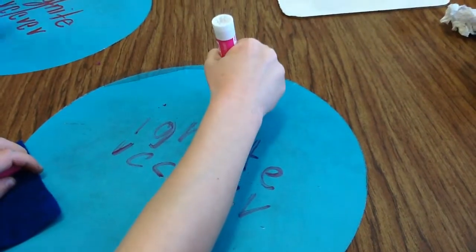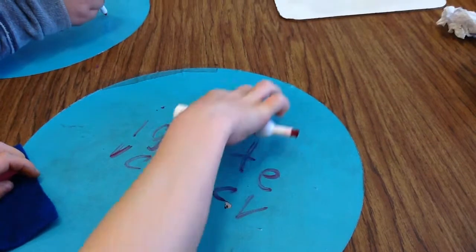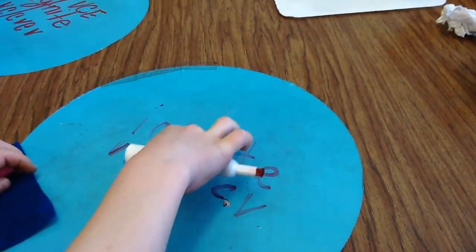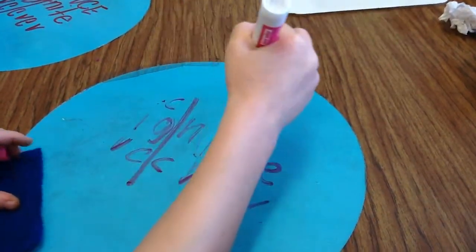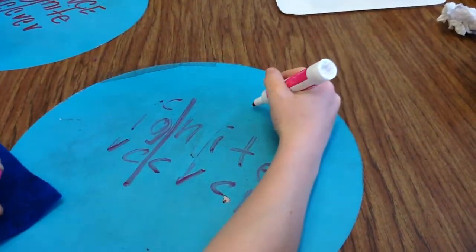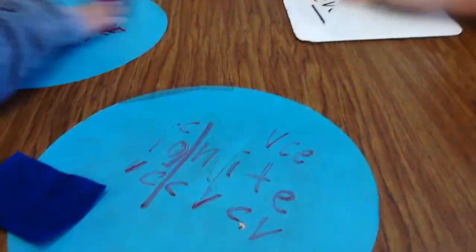Good. Nice job. Alright, so the first syllable, ig. Open or closed? Why? Because there's a consonant after the vowel. Awesome. And then what do we not want to separate at the very end? The VCE. So let's just mark it up here, VCE. Alright, you may erase. Nice job, guys.